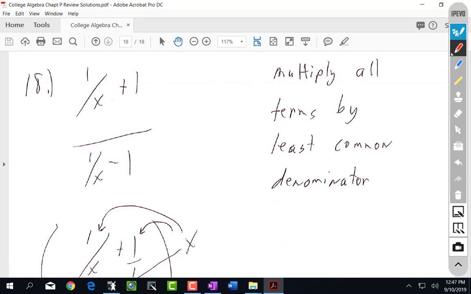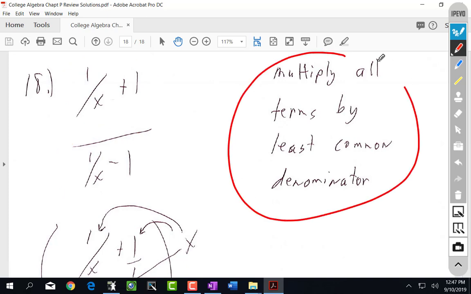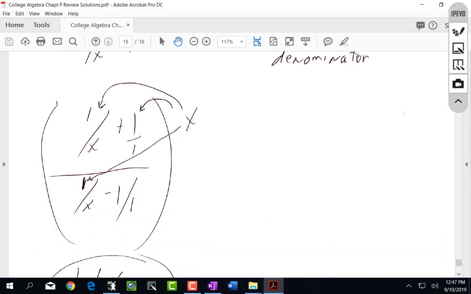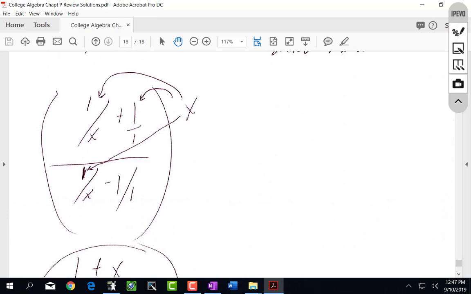My rule says I'm going to multiply all terms by the least common denominator. I just need to locate where my denominators are. This denominator is x. This denominator is 1. This denominator is x. And this denominator is 1. So that means that my common denominator is going to be that x. To simplify this down, I'm going to multiply all of my terms by x.